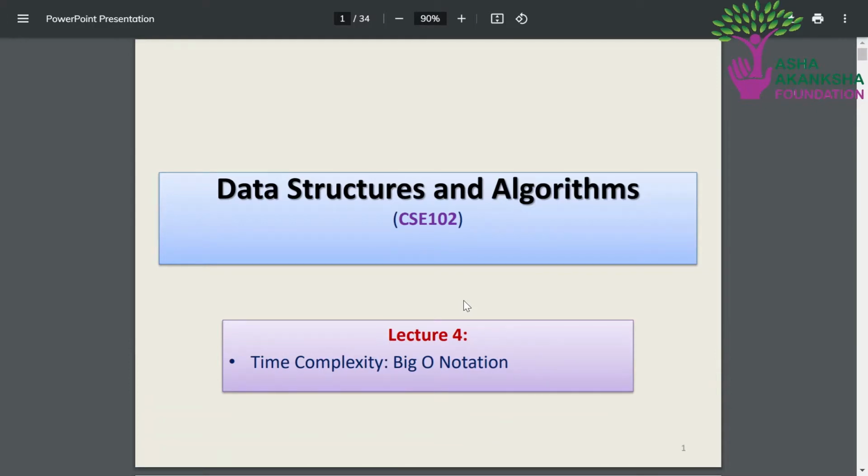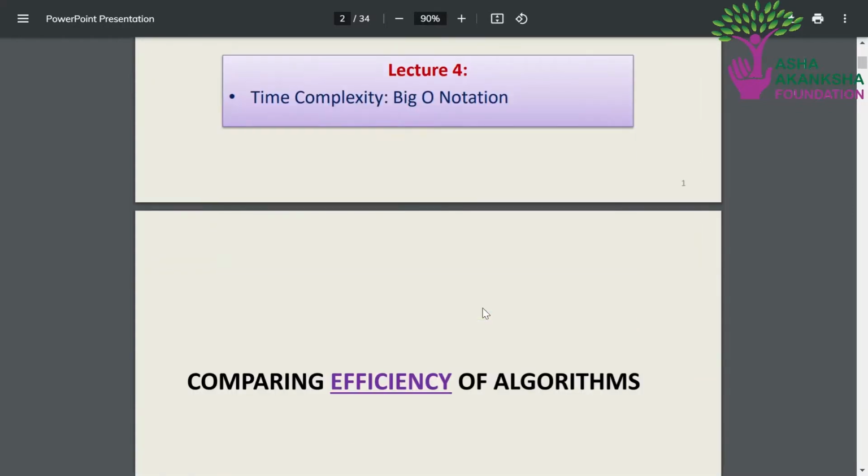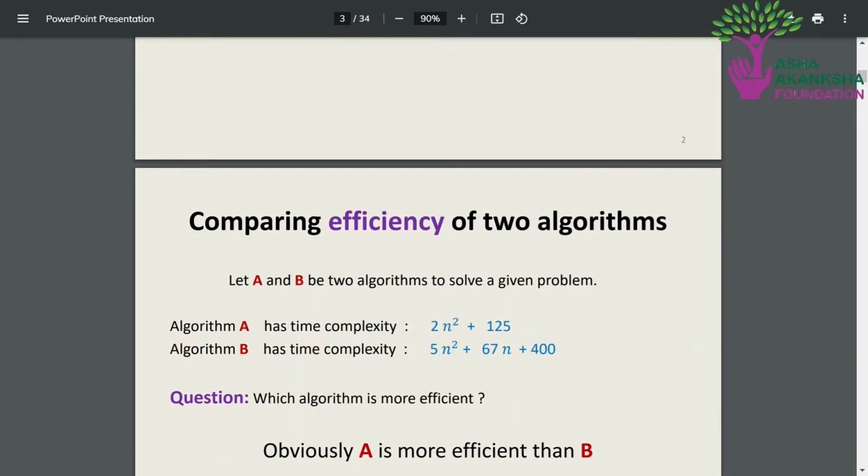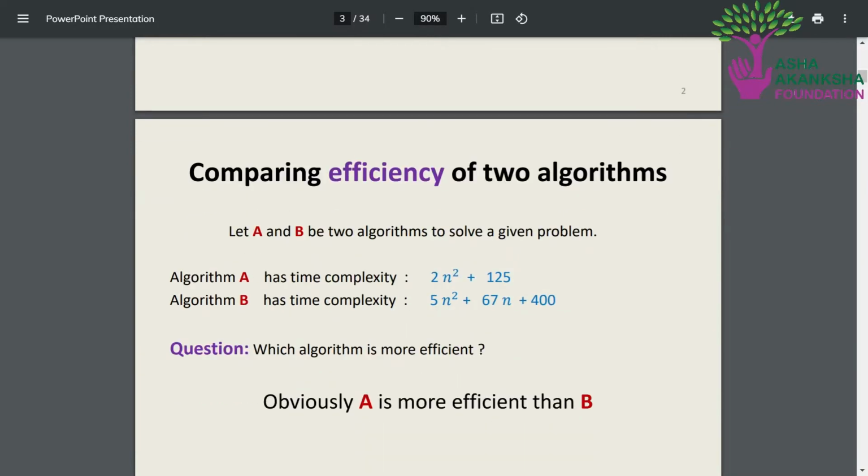So in this lecture we will talk about the time complexity and in general big O notation. So let's start with the lecture. Now in the time complexity we first need to compare the efficiency of algorithms. Okay. So how do we compare the efficiency of two algorithms?